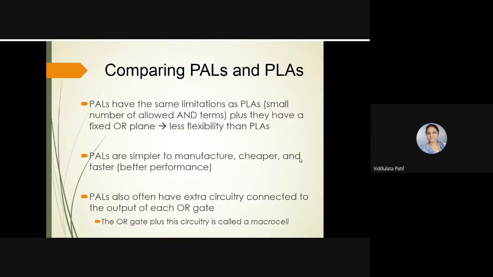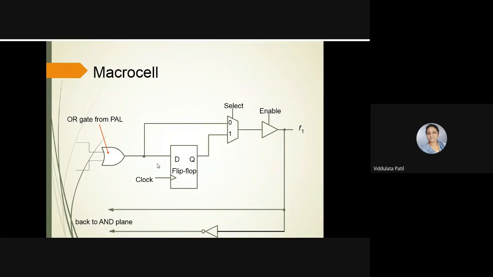Now whenever we are going for the CPLD, you will find that we can add certain extra circuitry to PALs, which we call a macro cell. Because of this we can get maximum flexibility at the output. That means we can implement combinational circuitry as well as sequential circuitry by adding a macro cell. That is the extra circuitry that we are adding, and because of that we are getting more flexibility for design. So this is the macro cell.